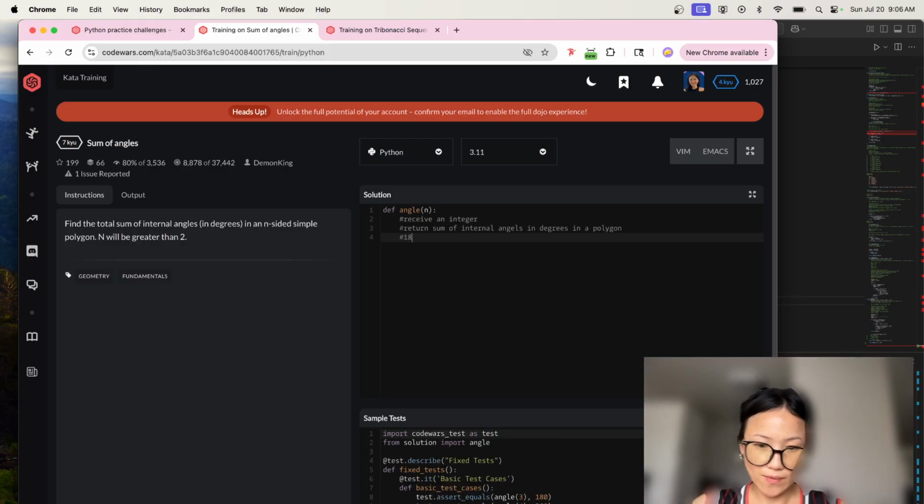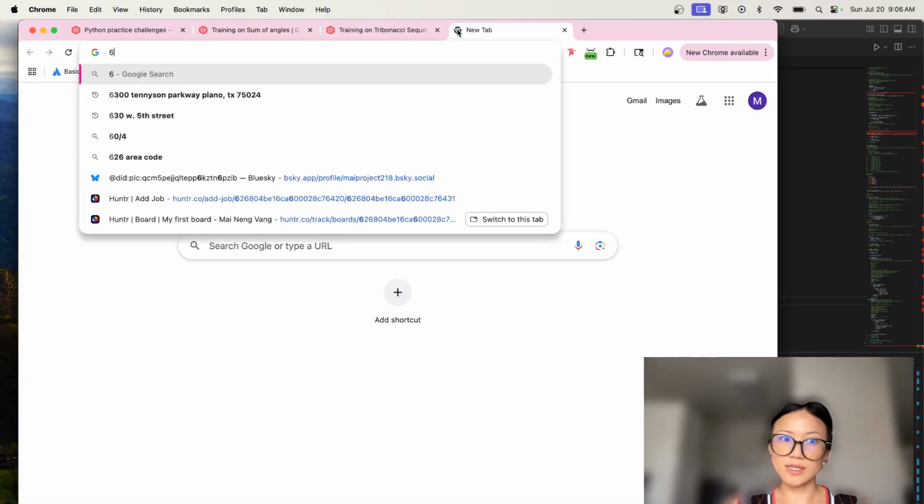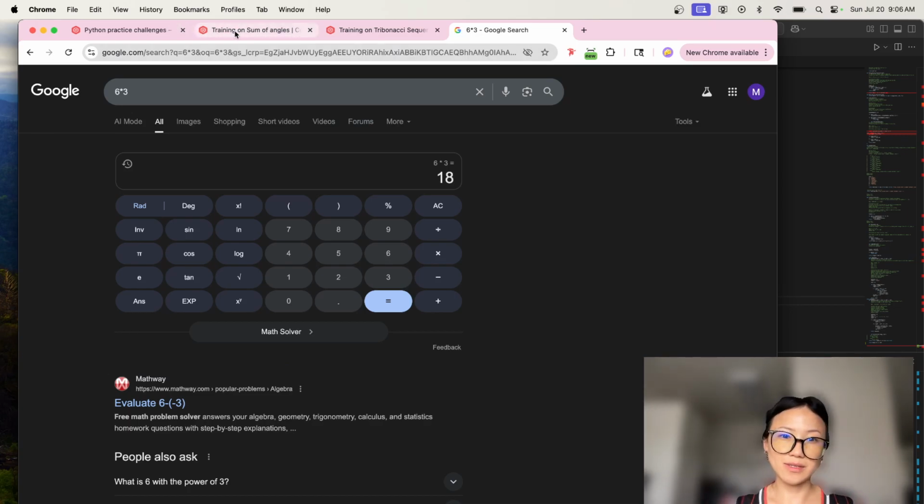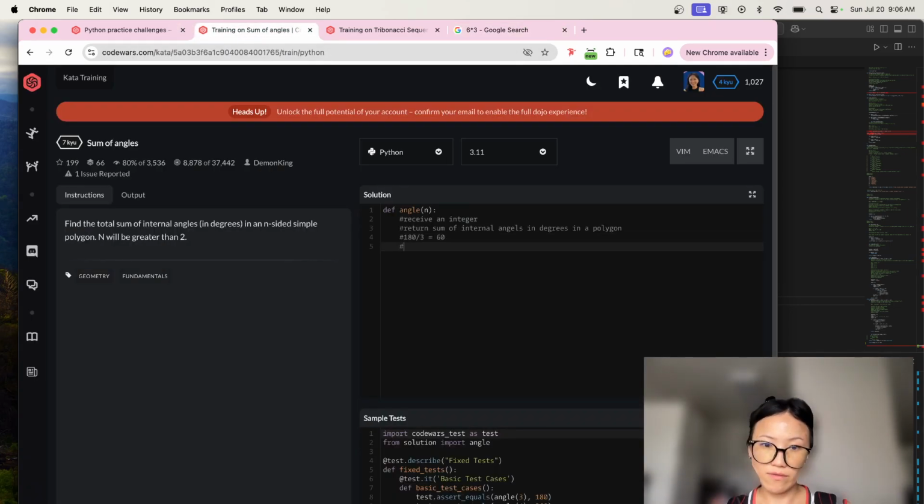180 divided by 3. What's 180 divided by 3? 3 goes into 18, 6 times 3. 6 times 3 is 18. Yep. So this is 60 degrees. 4. I'm going to play off of the examples and we're going to figure out, hey, how did they get their output from the inputs they received. From there, I'll be able to determine how they got to where they are.